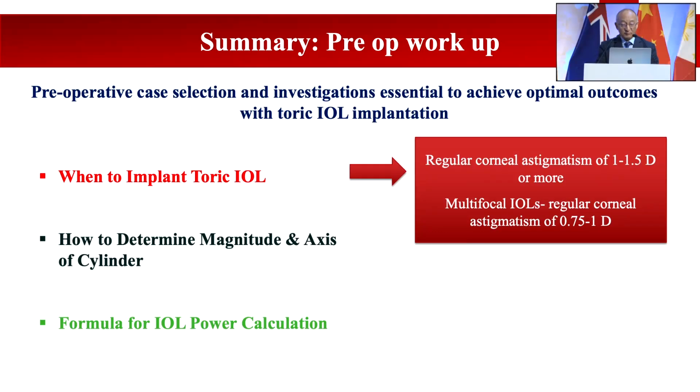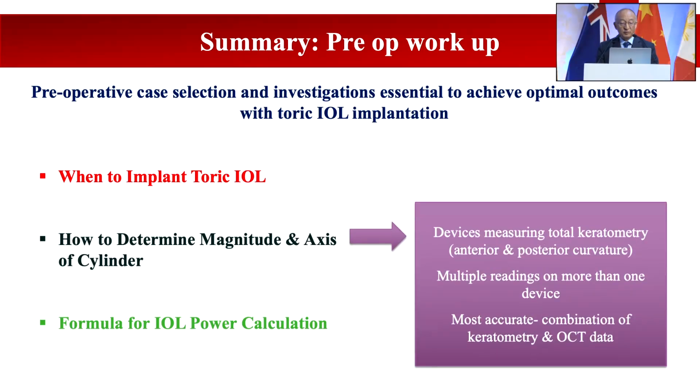The second important issue she discussed was how to determine the magnitude, axis and cylinder in the cornea. Devices measuring total corneal keratometry, that is anterior and posterior curvature, are good. Multiple readings on more than one device have to be taken so that you have more accuracy. Look for an axis match. Power may be a little plus or minus, but if the axis is matching, that's a good regular cornea. And in terms of devices, OCT-based systems will be better.